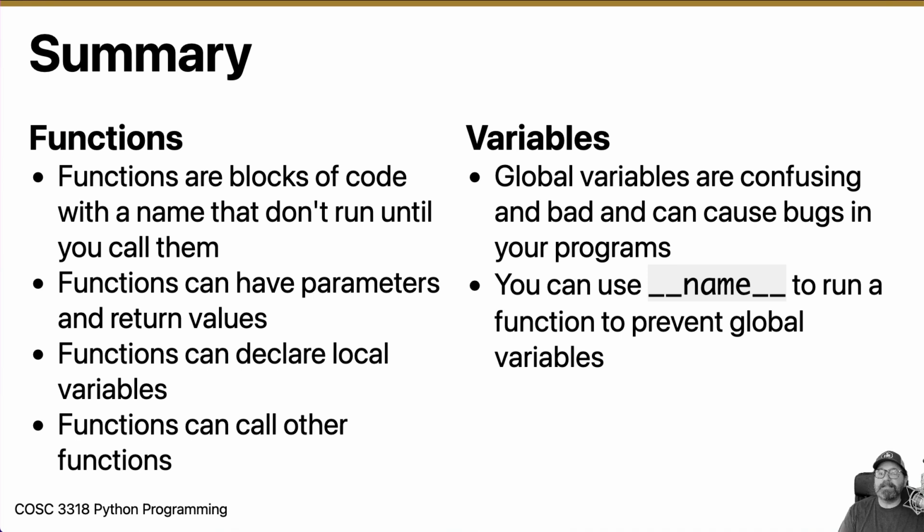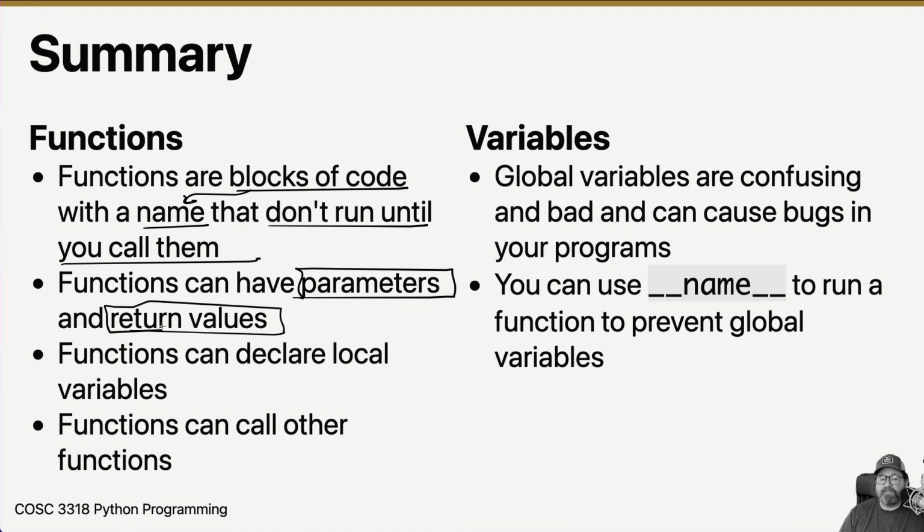So we've definitely seen a lot during this 3-part presentation. We reviewed everything that we knew up until now. We learned that functions are blocks of code with a name. The blocks of code get stored in the name, and they don't run until you call them. They just hang out. Functions have parameters, which are local variables that you pass into it, and they have return values. Sometimes both of these are optional. They're not required. Functions can also just declare local variables to use, and functions can call other functions.